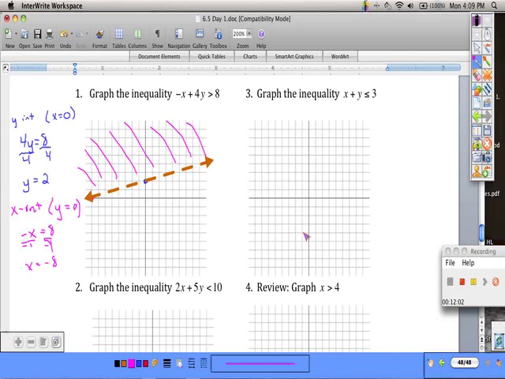For the second one, to find the y-intercept, again, we're letting x be 0, so we're covering up the x term. We're left with y equals 3. There's no solving that we have to do there. And then to find the x-intercept, we let y be 0.